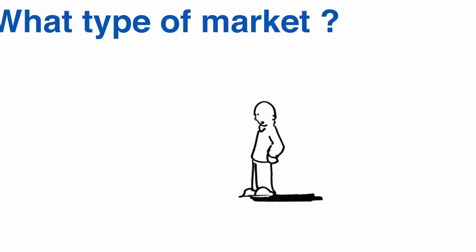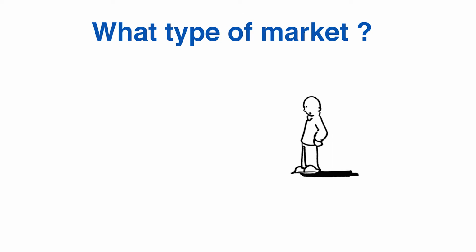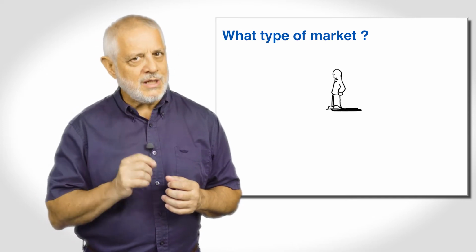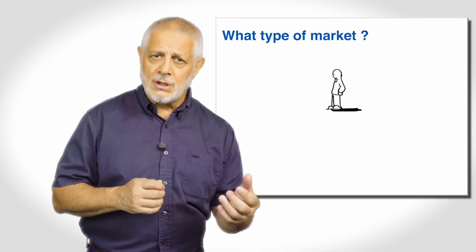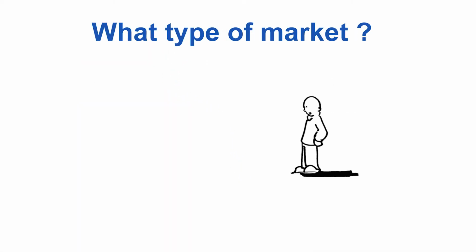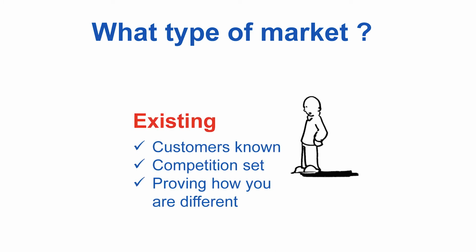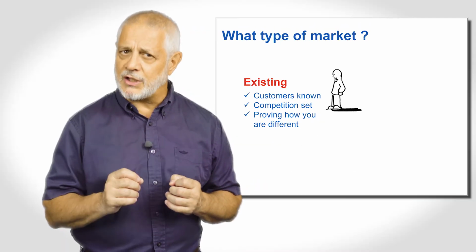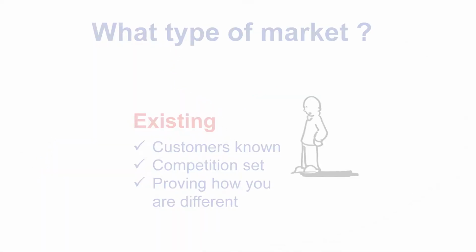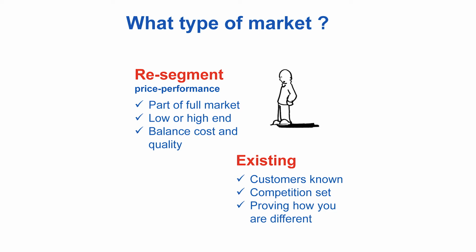The first element we need to consider is the type of market you are entering with your startup or innovation. The type of market will often determine where your focus has to be in engaging the customers: differentiation, matching to a particular subsegment of the market, or education. You need to ask yourself, is this an existing market where the customers are known and competition is well documented, and your efforts will have to be on proving how you're different from the incumbents? Better, faster, cheaper? Are you going to resegment the market by going after a particular level, balancing price and performance so that you're going after only part of the full market?